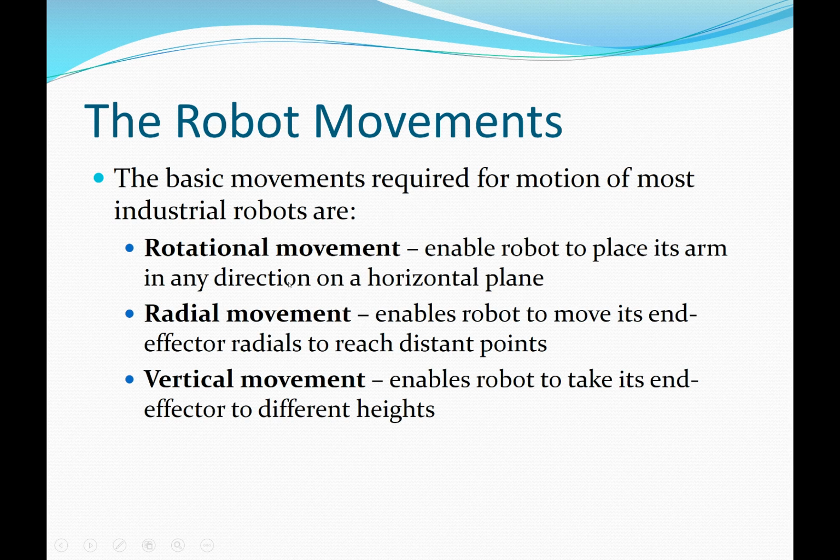Rotation enables the robot to rotate straight on a horizontal plane. This is rotation right there. Moves its endpoint to reach a distant point. That's in and out. Vertical is up and down. So these are the basics. Our robot will rotate, it will go up and down, or move its endpoint to reach distant points. It could go out or in, and then vertical, up or down.